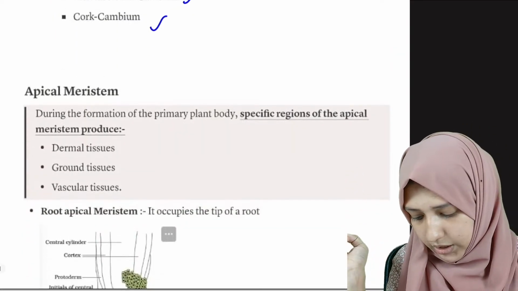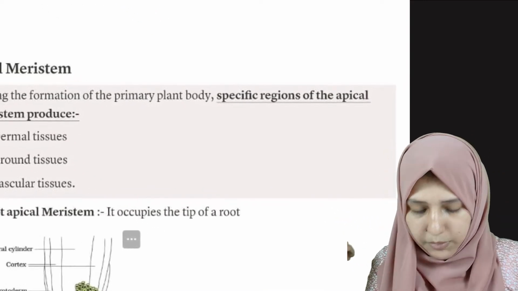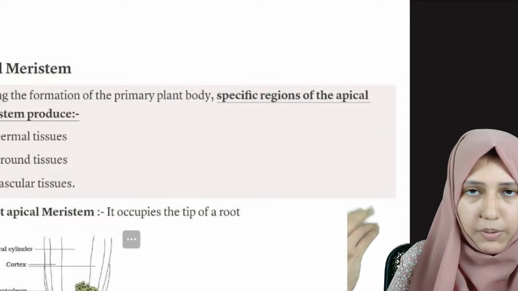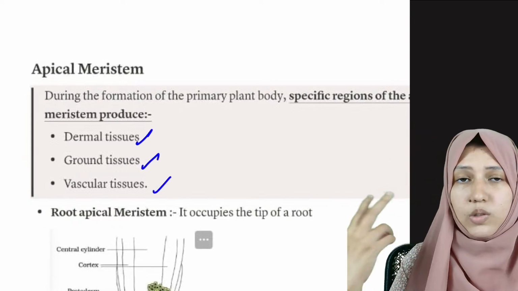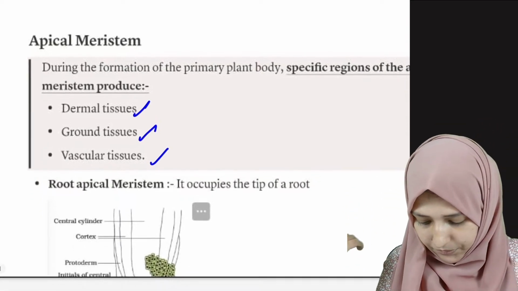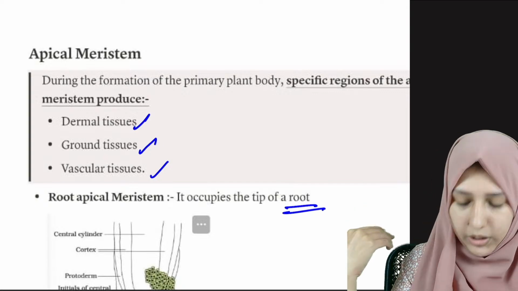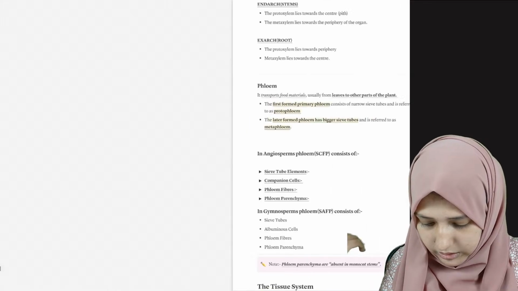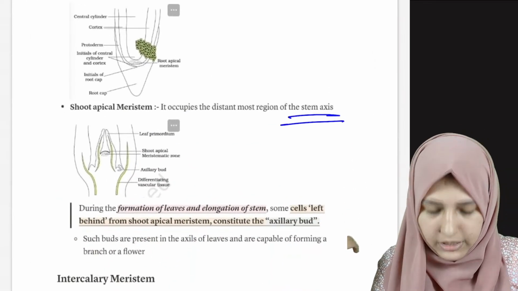Clear? Now going into more details of apical meristem. During the formation of the primary plant body, some specific regions of apical meristem will be produced. They are dermal tissues, ground tissues and vascular tissue, which will be dealt with in detail further in the chapter. So root apical meristem, as the name suggests, is present in the root, at the tip of the root. Then shoot apical meristem will be present in the stem axis.